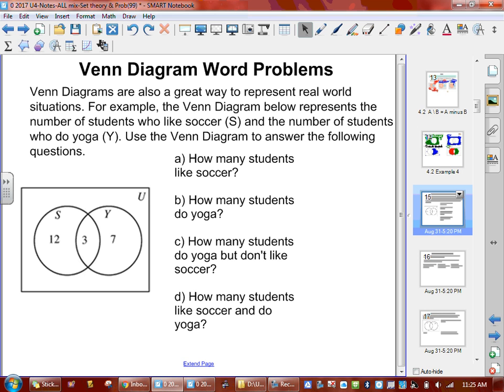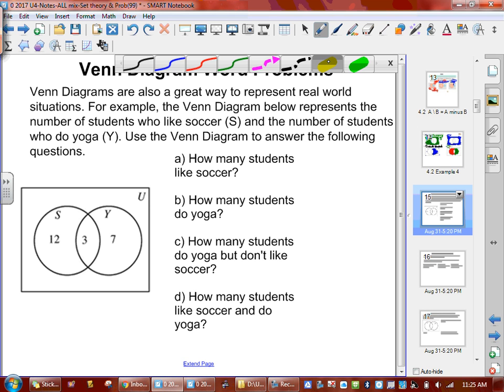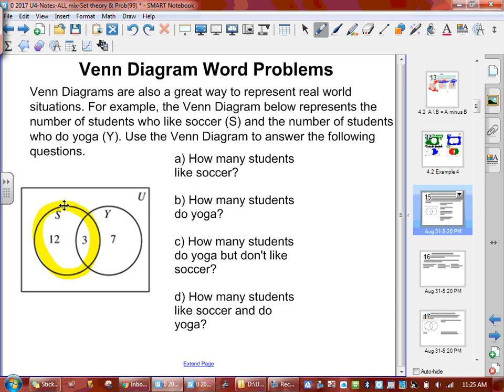This is the entire soccer circle. Oh, wait. So when it's talking about, in general, how many like soccer, you're going to add the entire circle. So how many like soccer? 50. Okay, I'm going to move it up a little bit.